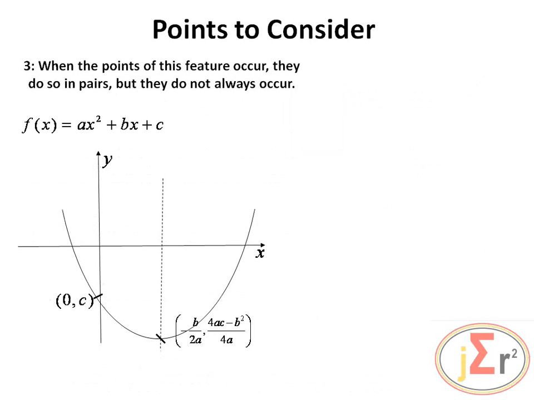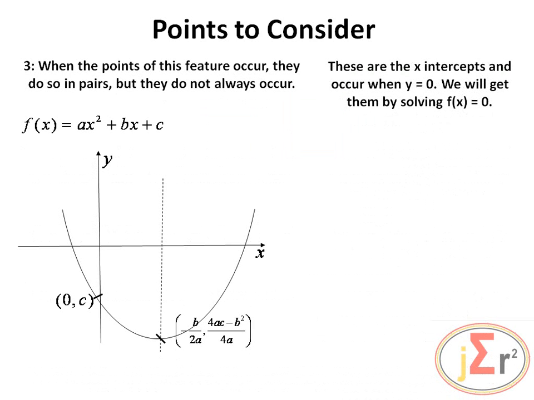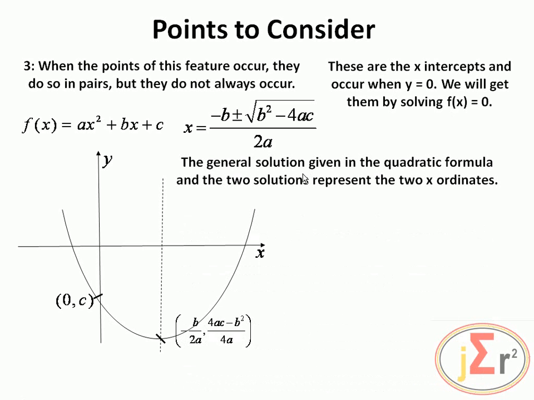When the points of this feature occur, they do so in pairs, but they do not always occur. And this is the third thing to consider. These are the x-intercepts and occur when y is equal to 0. We will get them by solving f of x is equal to 0. And of course, if we solve f of x is equal to 0 for this general expression, then we have the general solution of a quadratic expression that is given in the form of the quadratic formula. The two solutions represent the two x ordinates.